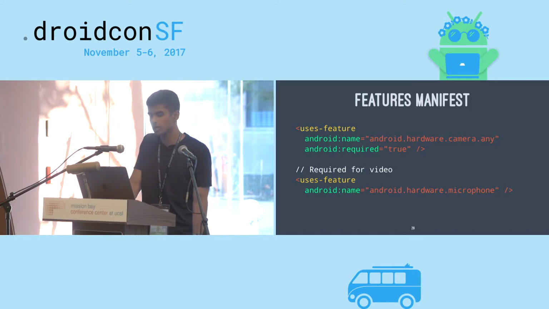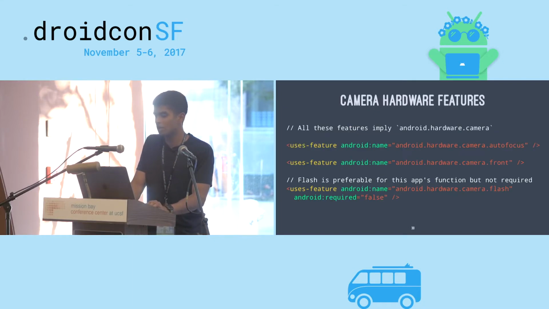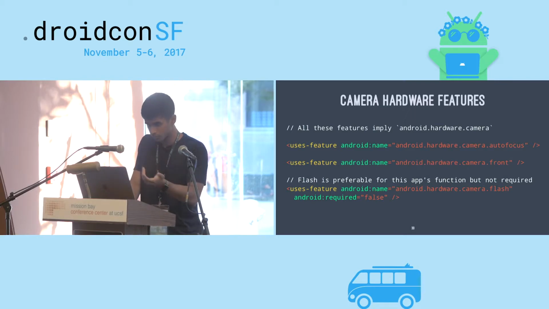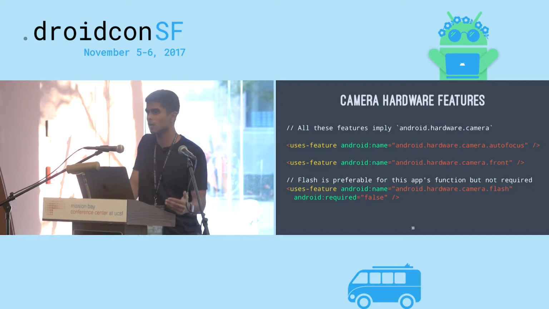Next, for video, you pretty much need the microphone. Then for the camera, you can also do it by sub-features. Like if you need autofocus, or if you're trying to build a selfie app, you probably want the front camera. So you want to define that so that Google Play will take out any devices that don't have a front camera. And then if there's a feature that you really need for the app, but it's not required, you can always define it as required false.